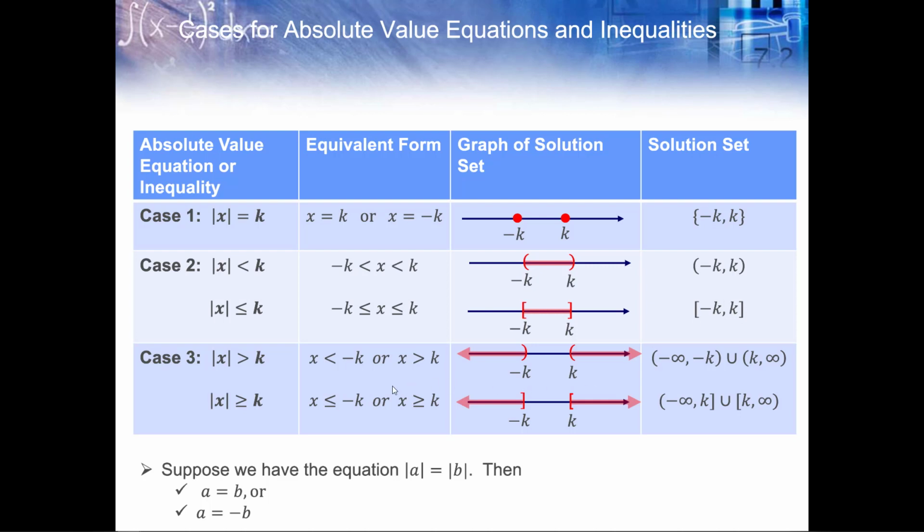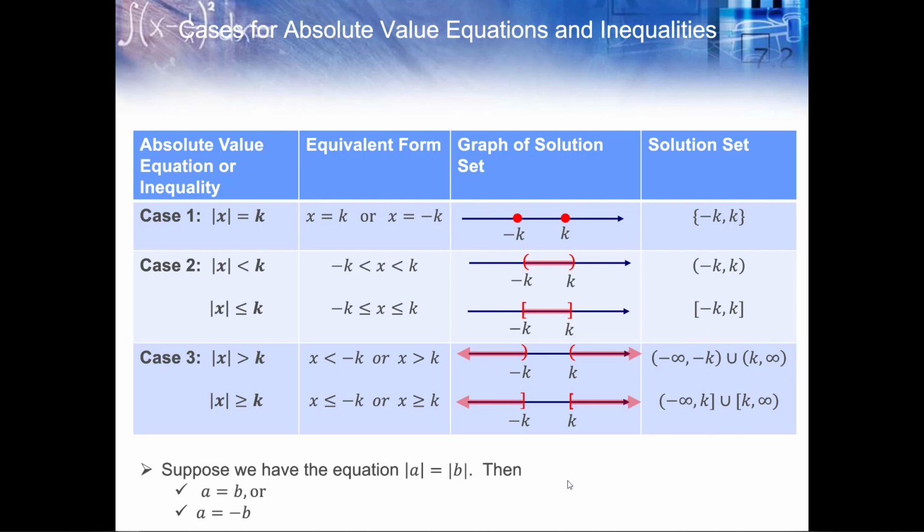And then the last case is when the inequality is greater than or equal to. In this case, the equivalent solutions would be x less than negative k, or x is greater than k, or the non-strict equivalent. In that particular case, your solution will be a union of two disjoint intervals. It will be the union of the interval from negative infinity to negative k, union with the interval from k to infinity. So those are the three cases that we have.